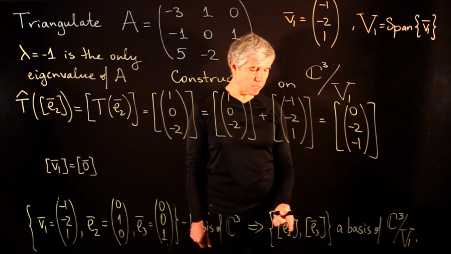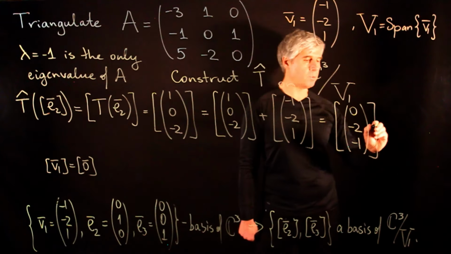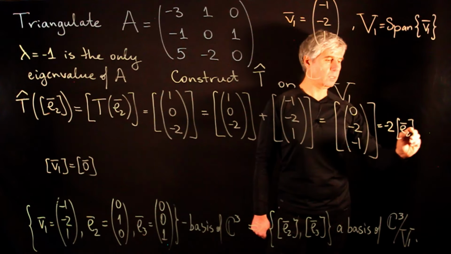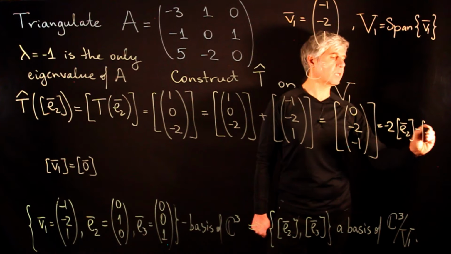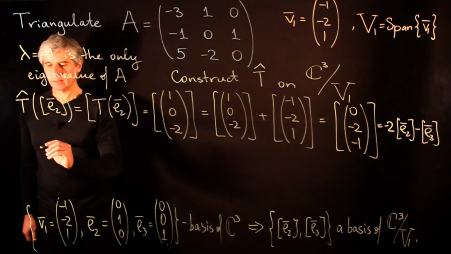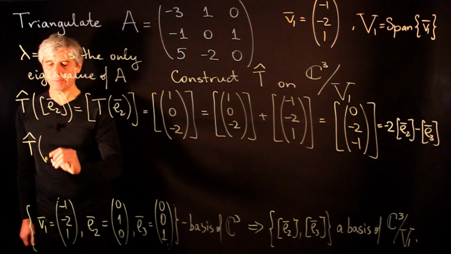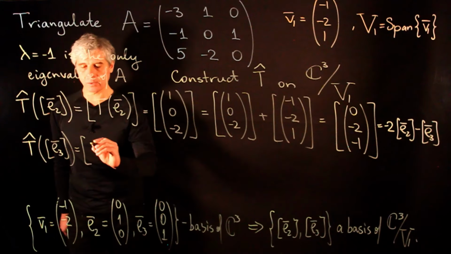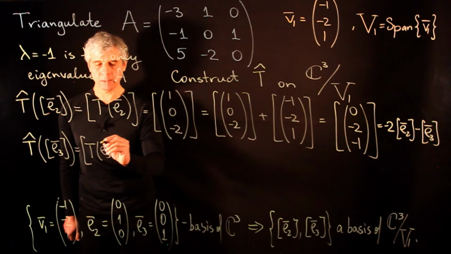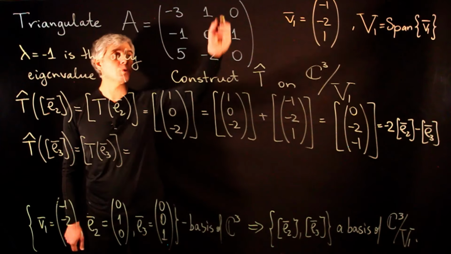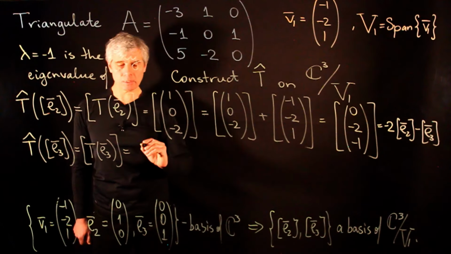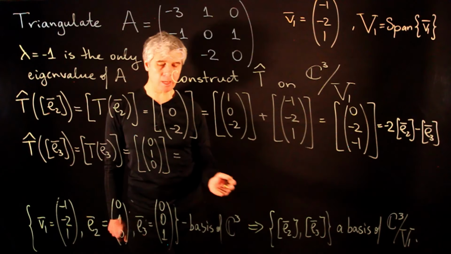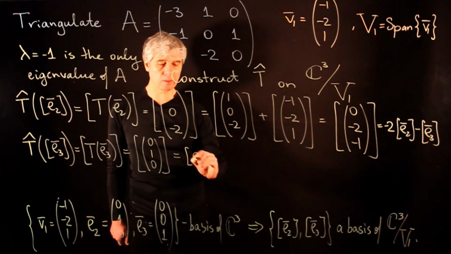And now we can easily write this as a linear combination of E2 and E3. So this is equal to -2 times the class of E2 and -1 times the class of E3. Let us do the same calculation for the second basis vector. So T of E3 is equal to the class of T applied to E3, which is the third column of our matrix. So this is the class of 0, 1, 0. And here we get our result immediately, because this is just the vector E2.